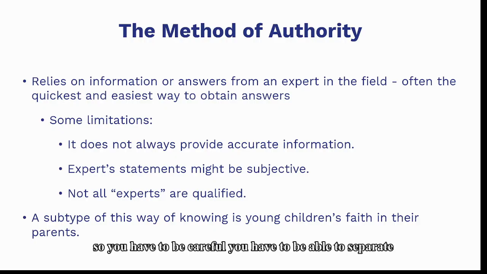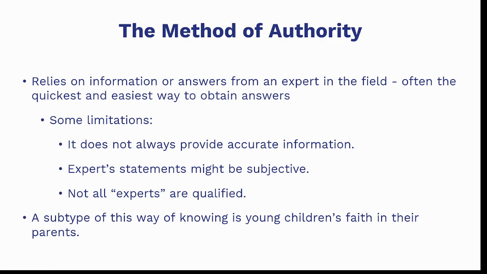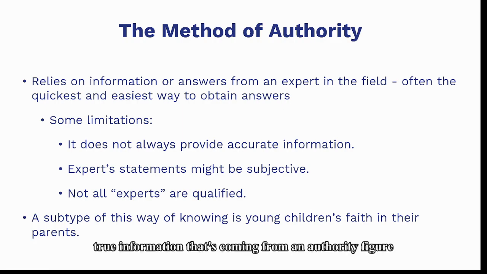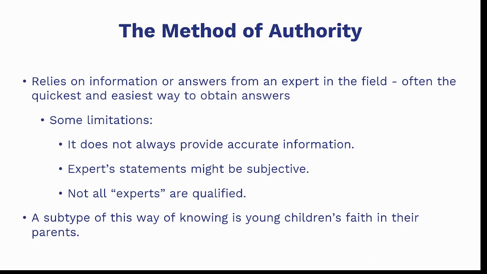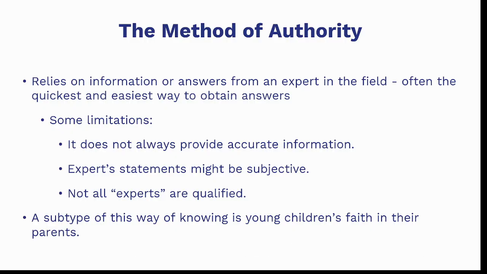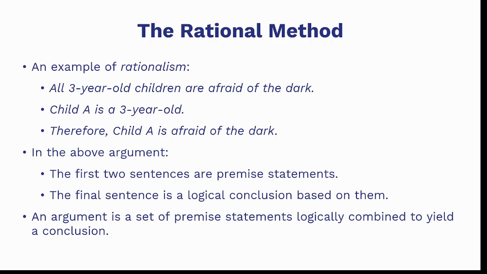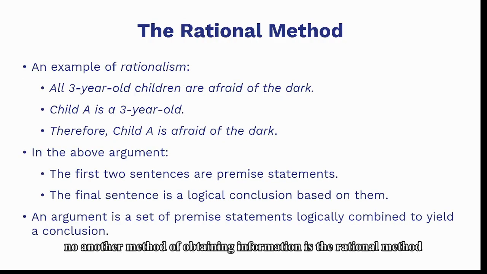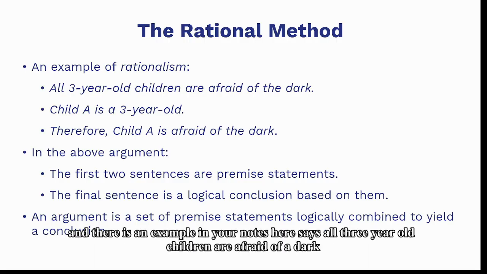You have to be able to separate true information that's coming from an authority figure and be able to judge it based on a separate set of qualities that you have as a good consumer of scientific information. Now, another method of obtaining information is the rational method. And there's an example in your notes here.